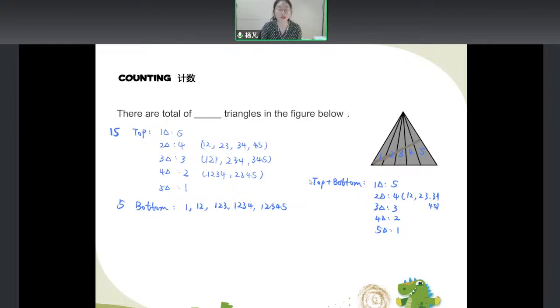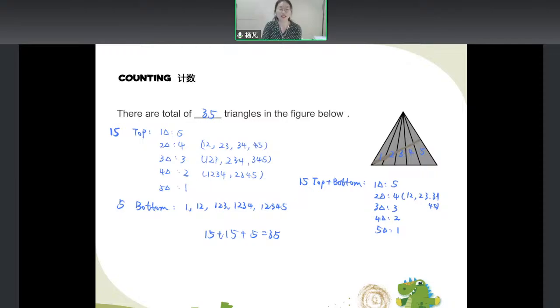So top and bottom, combine them. We will have another 15. Count them in order. 15 plus 5 plus 15, so there will be 35. Yeah, count them in order. Do not miss them one by one. Do not miss one of the triangles.